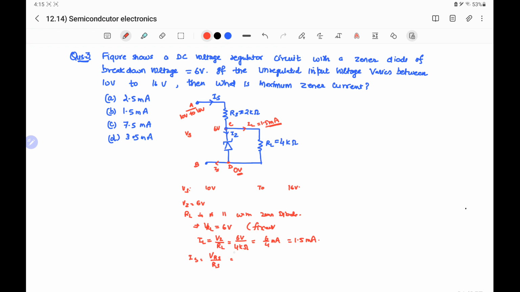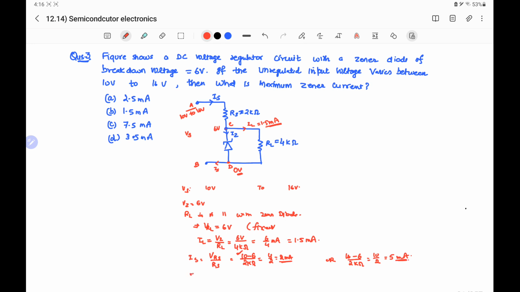That means source current will be 10 minus 6 volt. This is the potential difference between A and C divided by the source resistance, which is 2 kilo ohm, and it will be equal to 4 by 2, that is 2 milliampere. This is the current when the source voltage is 10 volt, and if source voltage is 16 volt, then the potential difference across RS will be 16 minus 6 by 2 kilo, that is 10 by 2, or 5 milliampere.